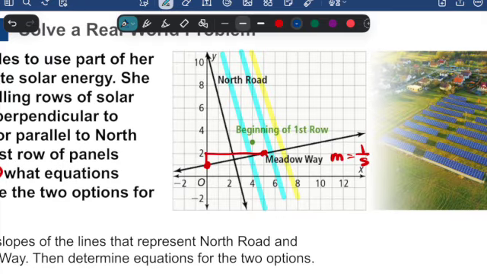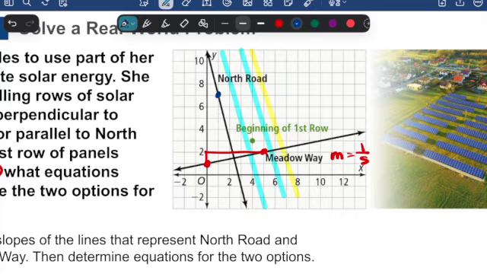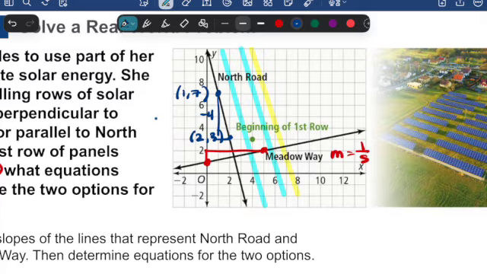Okay, for North Road, I want to use points that are exactly on a corner. I've got, that looks like 1, 7. And I've got 2, 3. So there's 2 points I can find the slope. I'll just draw it. I go from 7 down to 3, that's -4. And then I go over 1. So my slope for North Road is -4.